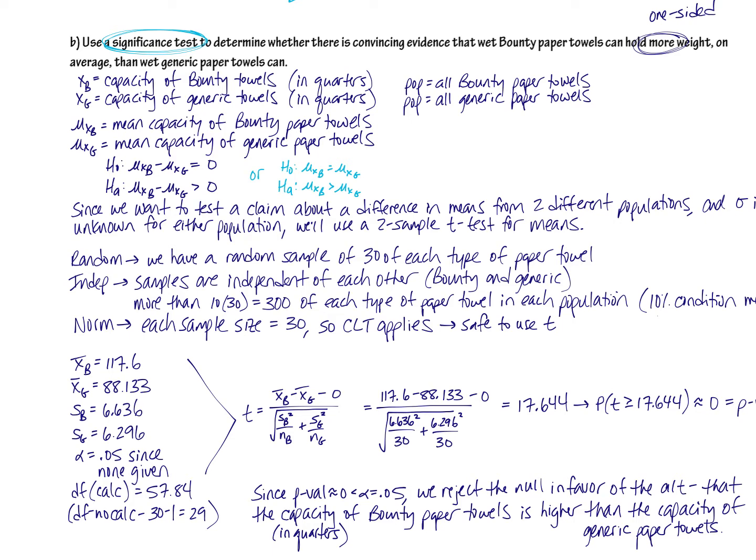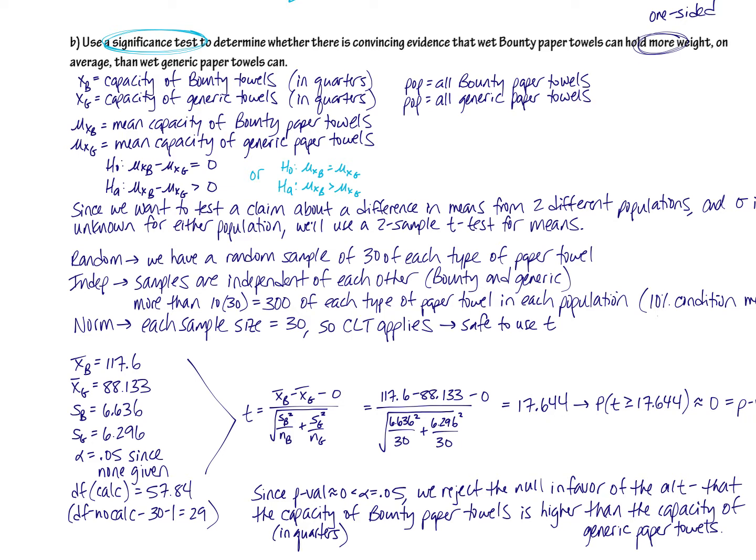and condition checking really quickly, just because we've been through it a bazillion times. You're defining your X for B, I'm using B for Bounty and G for generic. It's the capacity of the paper towels. Yes, it's measured in quarters, so that's kind of weird, but whatever. Make sure you mention what the population is, and we are going to be using the mu's, which are the mean capacity of these paper towels.